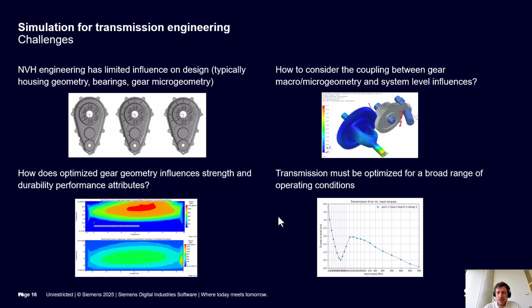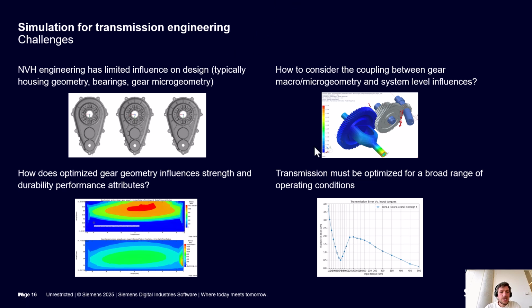Secondly, we know that the system compliance will have a big impact or influence on the gear contact detection and therefore also on the NVH performance. So how to consider really that coupled effect between the gear contact detection and the full transmission system level effects.